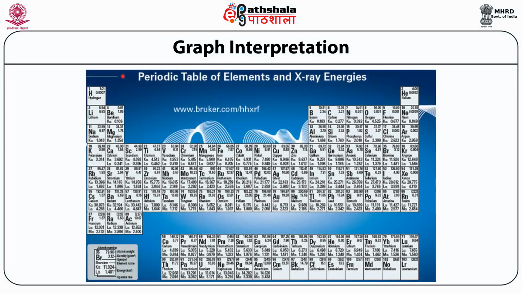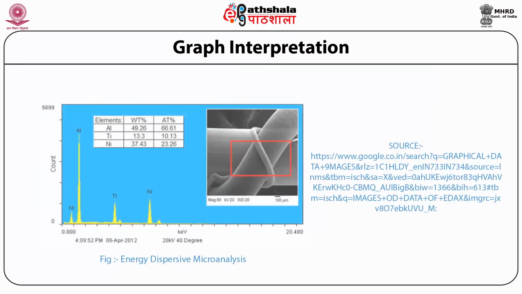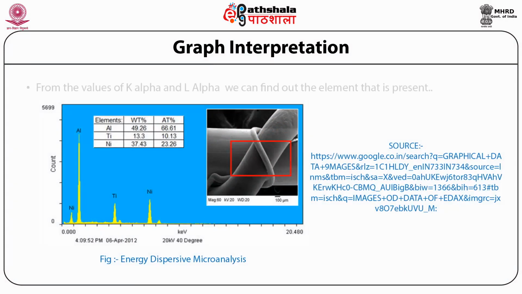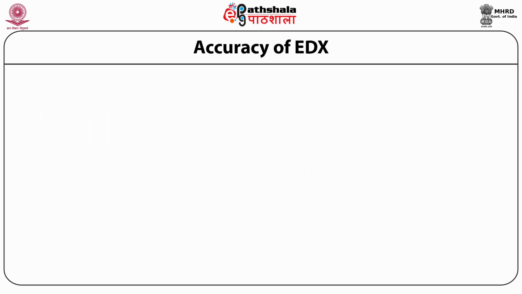The periodic table of elements with their corresponding X-ray energies. From this table, you can easily match the different values of K alpha and L alpha and identify the presence of a particular element. Energy dispersive microanalysis. From the value of K alpha and L alpha, we can find out the elements that are present. As in the main EDX technique, it tells us about the various elements that are present, their weight percentage along with the atomic percentage. Now we will talk about the accuracy of EDX.